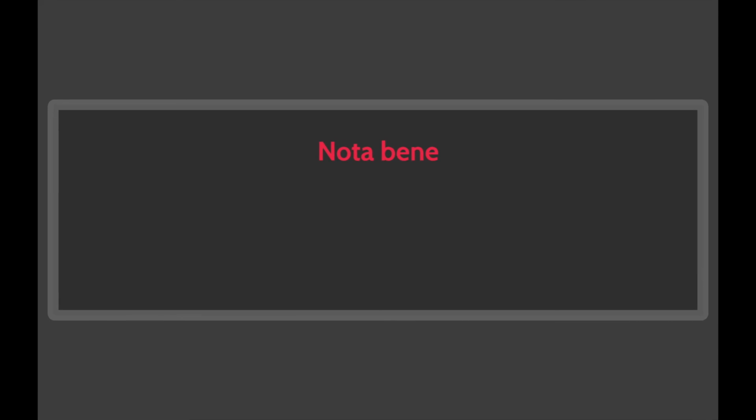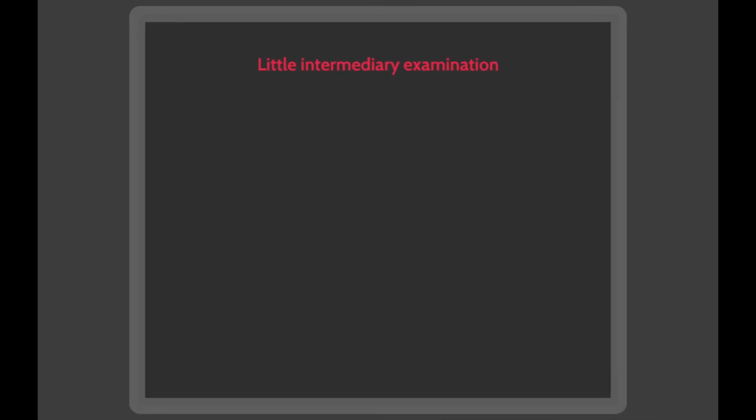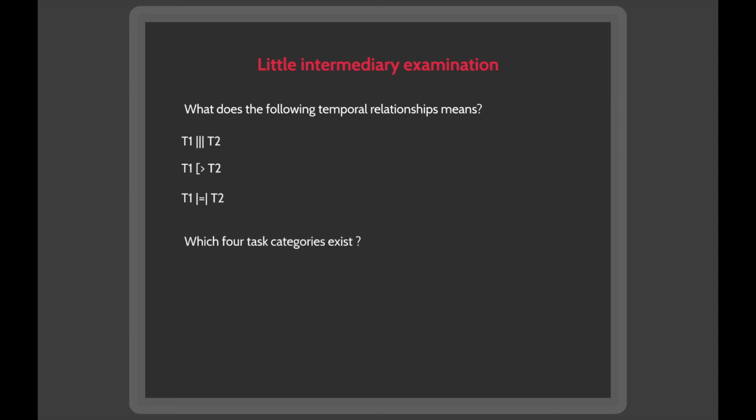Nota bene, the same task can be modeled in different ways, and each model may result in a quite different user interface. Let's do a little exercise. Take a pen and paper and try to answer the following questions. What do the following temporal relationships mean? Which 4 task categories exist? And are the following sentences true or false? And if they are false, correct them.